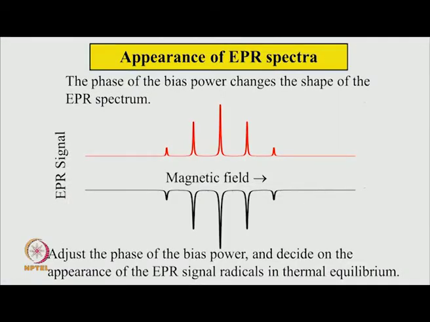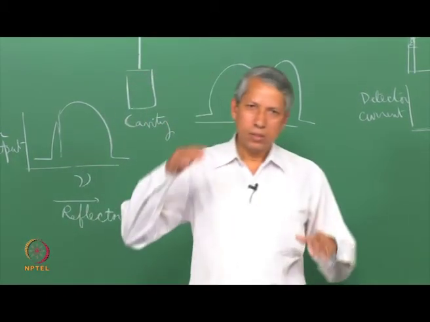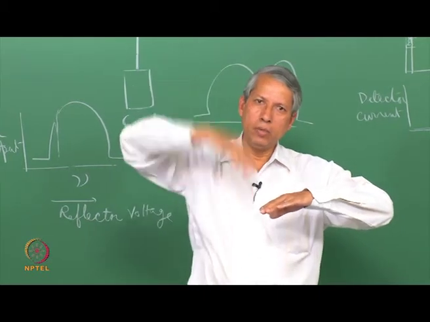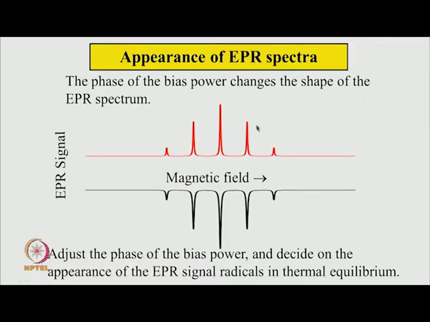So, we have to adjust a bias power and decide what sort of signal we want to record and display. We are often dealing with a signal which comes from a radical in thermal equilibrium. So, we get an absorptive signal, because in thermal equilibrium the lower level has slightly more population than the higher level. So, there will be a net absorptive signal. Whether this is called absorptive representation or this is absorptive representation, one has to decide once and for all.